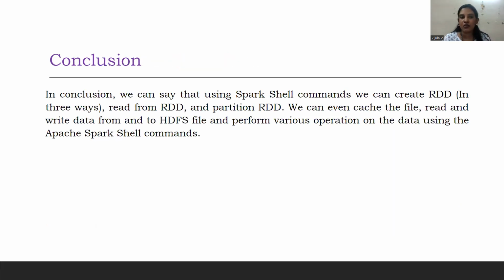And the conclusion here is that anybody who learns about Spark Shell would be able to conclude that by using Spark Shell commands, the user will be able to create an RDD in 3 ways, that is, read from an RDD and partition an RDD. And the user can also cache the file, read and write data from and to an HDFS file, and perform various operations on the data using the Apache Spark Shell commands.